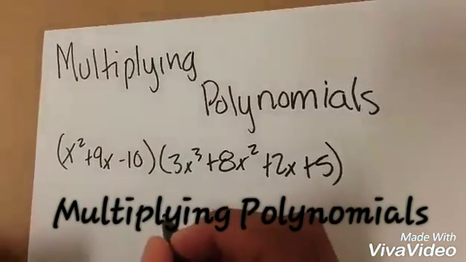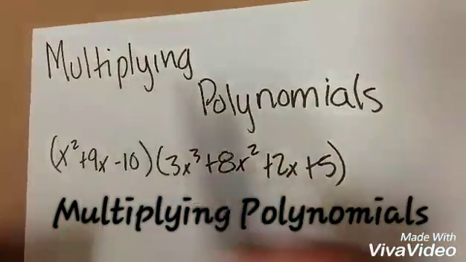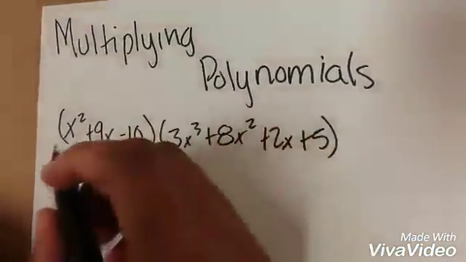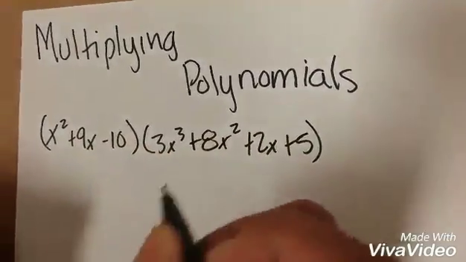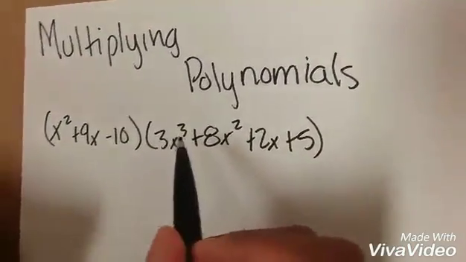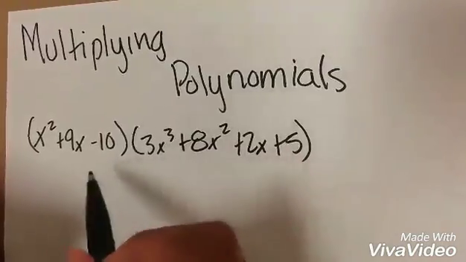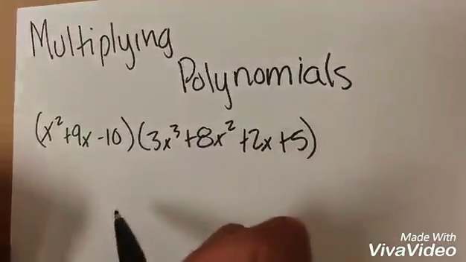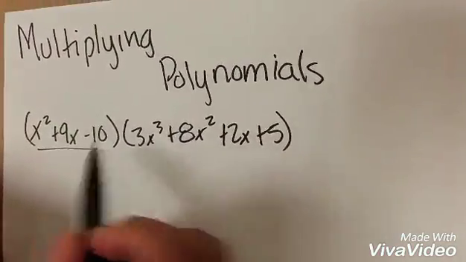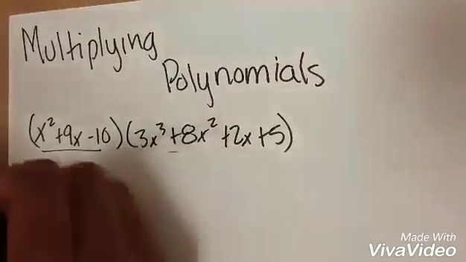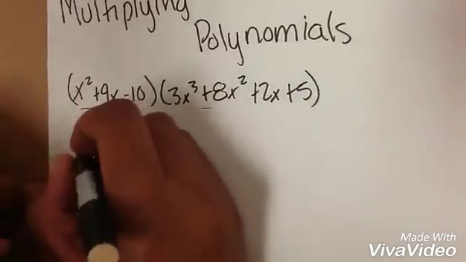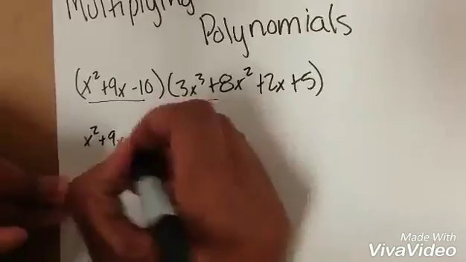So now we're going to learn about multiplying polynomials. So the first step is to distribute each part of the leading polynomial to the second polynomial, then add both parts together. So this is your leading polynomial, and here's your second.